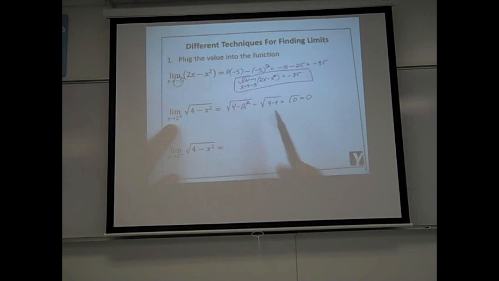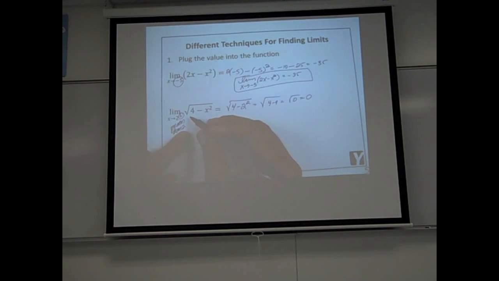The limit that you're being asked to find is the limit as x approaches 2 from the right. That means numbers that are greater than 2. How much greater? Just a little bit greater. Think 2.0001. Well, if x is bigger than 2, even just a little bit bigger than 2, x squared will be bigger than 4. Positive 4 minus a number bigger than 4 will give me a negative number.